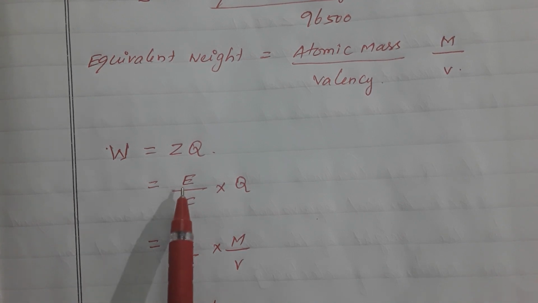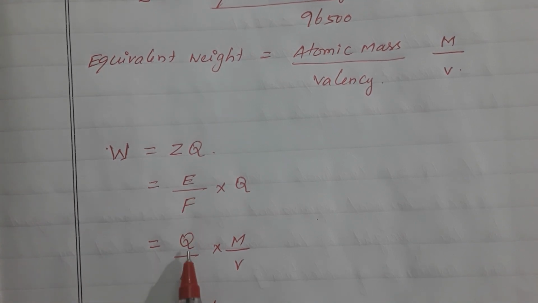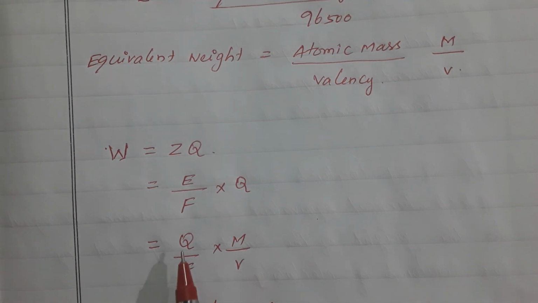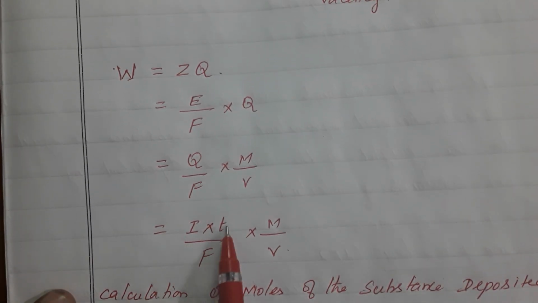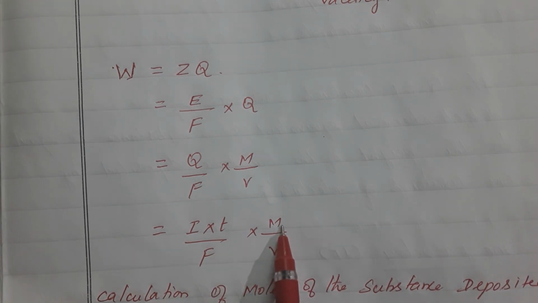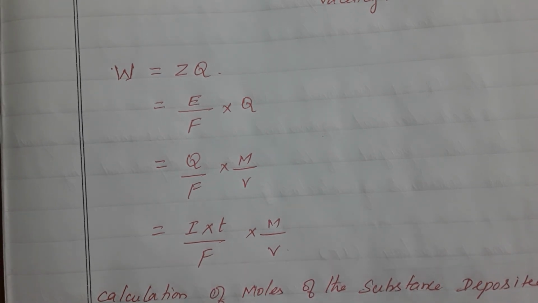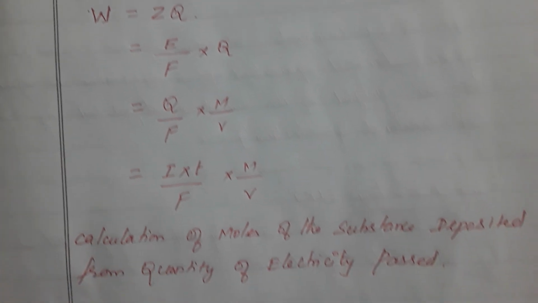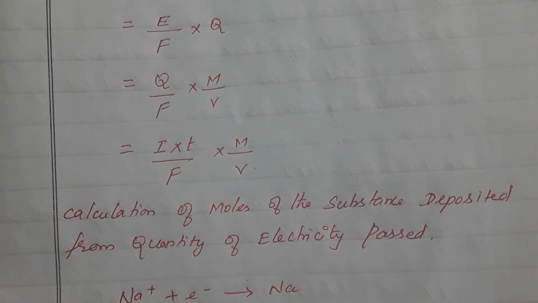So we can write W equal to Q by F into the equivalent weight, that is atomic weight by valency. We know that Q is equal to I into T. So W equals I into T by Faraday into atomic mass by valency. Questions may arise in so many ways, that is why I explained all these things.